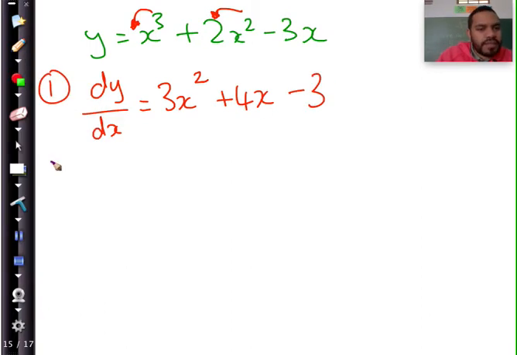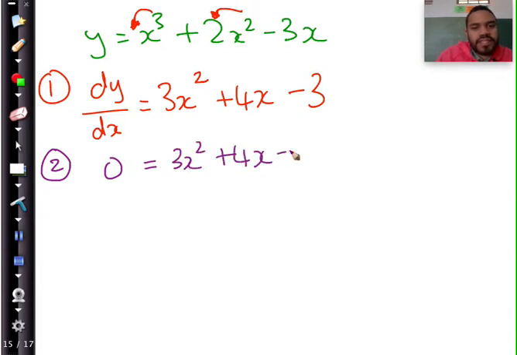Okay, what's the next step? Make the derivative equal to 0. Okay, 3x squared plus 4x minus 3. That's something you want to factorize quickly. So you do it. If I multiply that, I get 9. Factors of 9 are subtracted to give me 4. There's none. So let's use the quadratic formula.